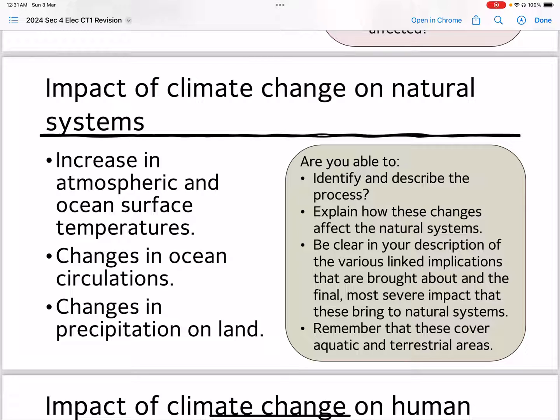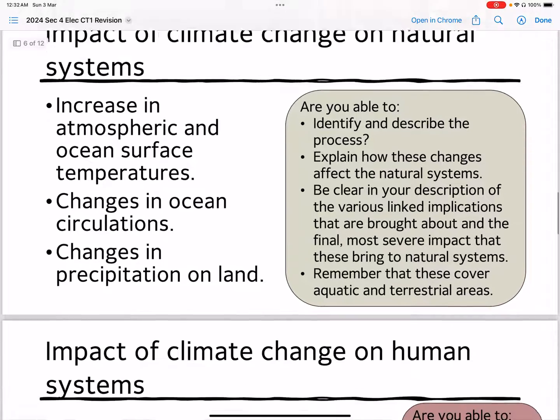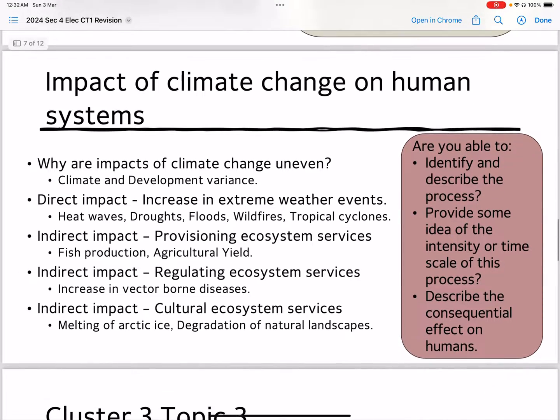Changes in ocean circulations and its consequential impacts. Changes in precipitation on land and its consequential impact. So a key note here when you're talking about changes: changes work both ways. It can be increased, it can be decreased. Do not be too obsessed with changes being definitely one-sided. It can be both-sided, or it can be in the other direction as well.